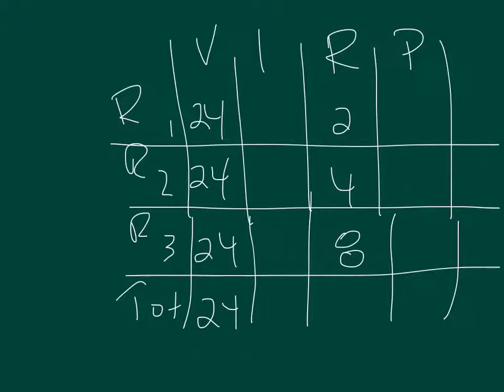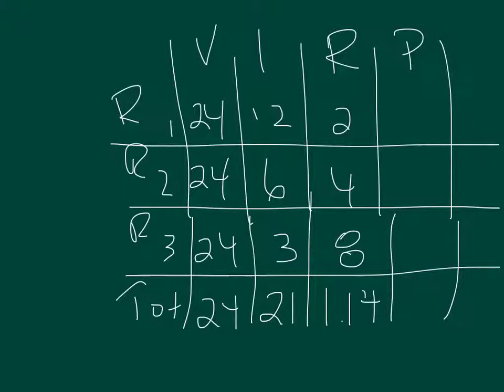We also know that this was 2, this was 4, this was 8. If we get that, 24 divided by 2, 12. 24 divided by 4, 6. 24 divided by 8 is 3. That all adds up to 21. 24 divided by 21 is 1.1487. The math gods are happy.